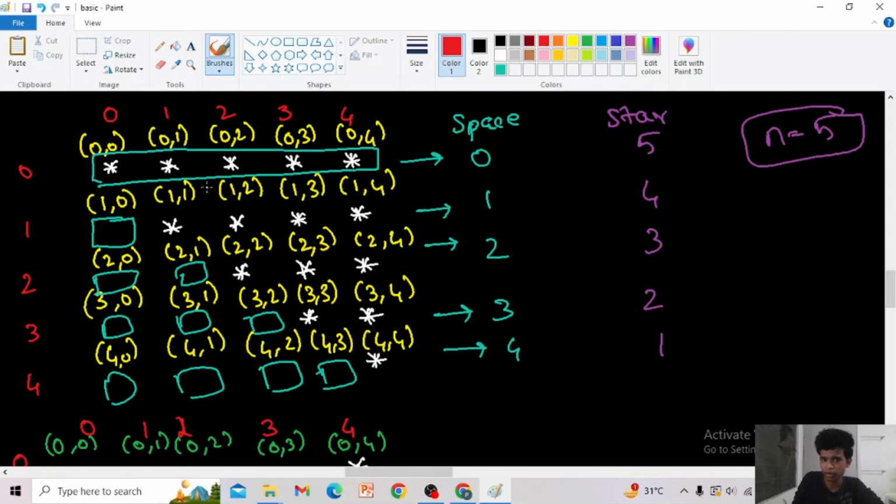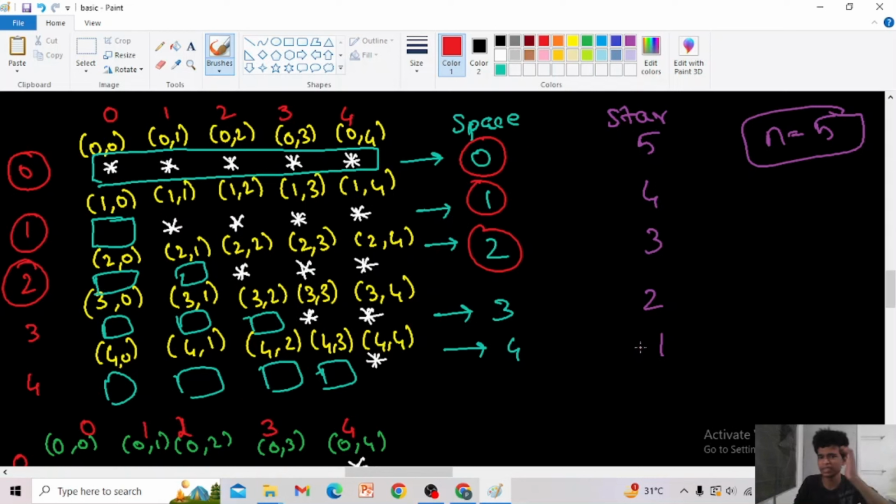First of all, for the first row, I want 0 space and 5 star. So I can say this row number represents my space: 0, 1, 2. Then how do I approach the star? Just pause the video and think about it, and then resume the video and check whether the thought process and the solution are the same.